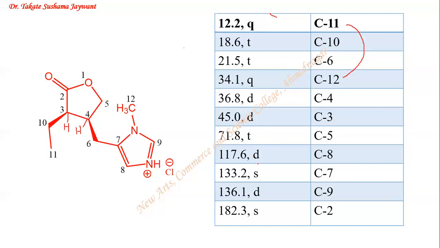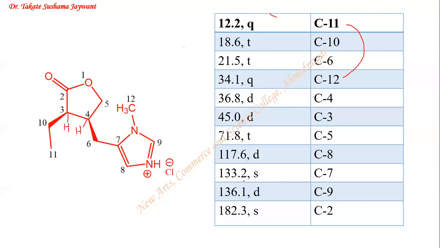117.6 doublet is there. So I will look for the doublet carbon atoms. Where are the doublet carbon atoms? We have C8 and C9 that can show me a doublet. C8 is attached to one nitrogen and one sp2 hybrid carbon atom, but C9 is attached to two nitrogens. Therefore, C9 must be more deshielded than C8, and the 117.6 doublet is because of C8, while the next 136.1 deshielded doublet corresponds to C9.